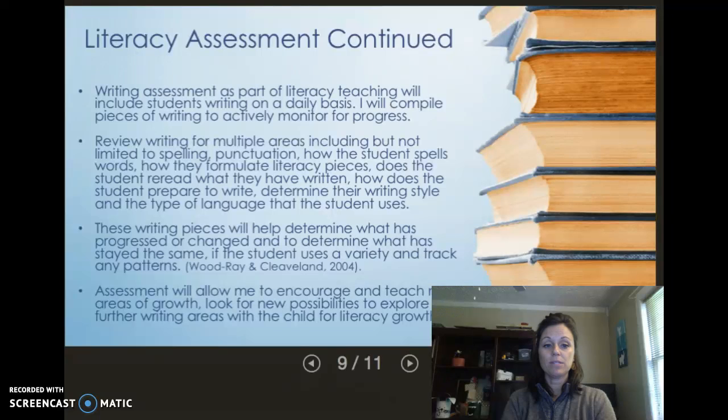Over time, writing pieces will help determine what has progressed or changed, or what has stayed the same. And also, does the student show variety, or do they demonstrate the same pattern? Assessing this work will allow me to teach new areas of growth and look for new possibilities within their writing.